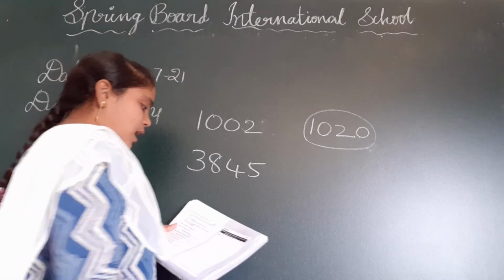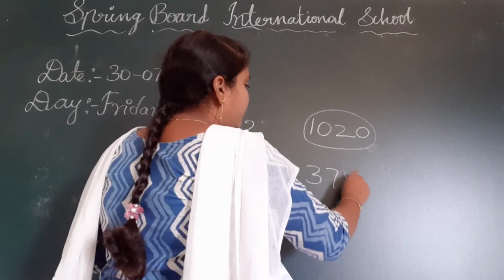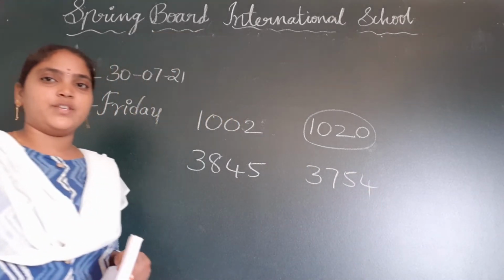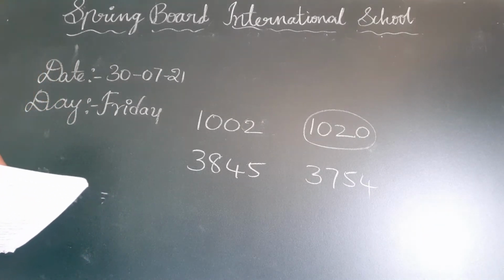Next, village A has 3845 people and village B has 3754 people. So which one is greater, children?